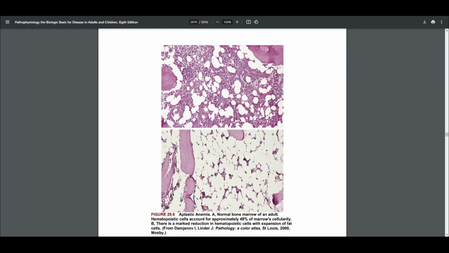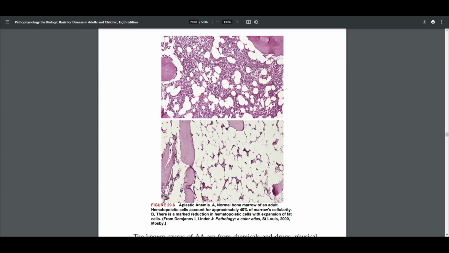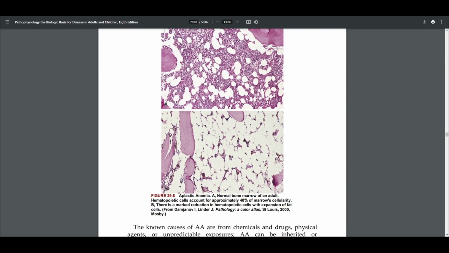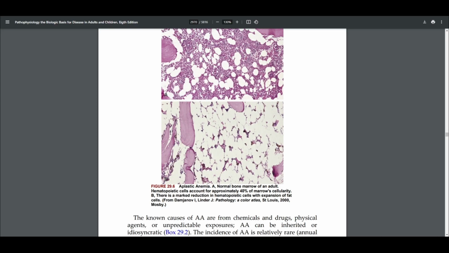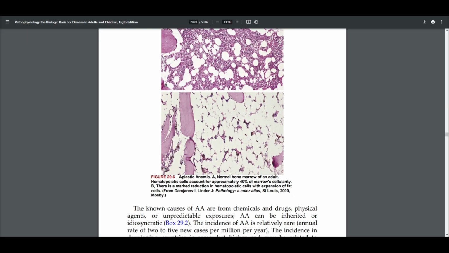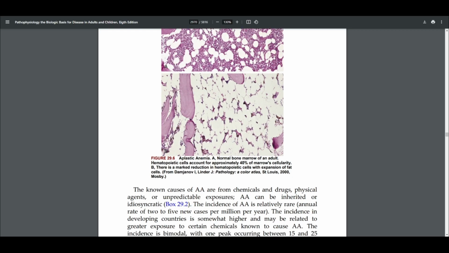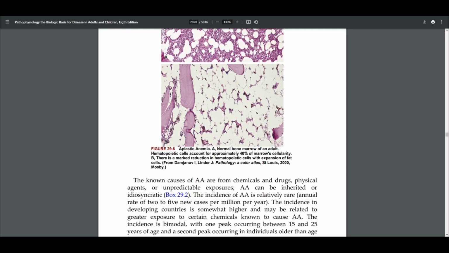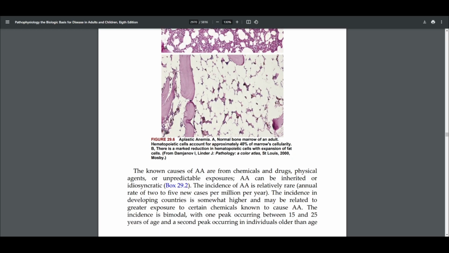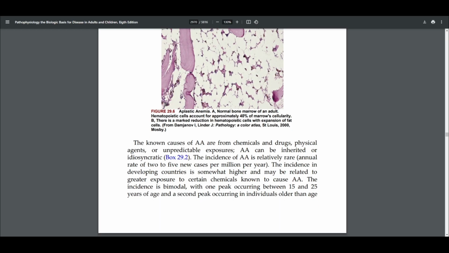So here you're taking a look at aplastic anemias. The known causes of aplastic anemia are the chemicals and drugs, physical agents, or unpredictable exposures. Aplastic anemias can be inherited or idiosyncratic. The incidence of AA is relatively rare.